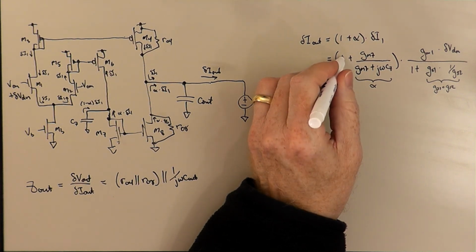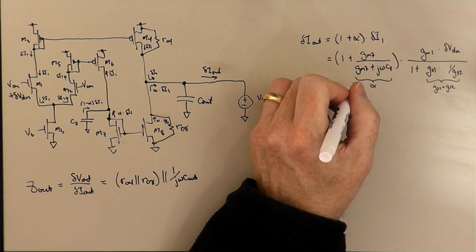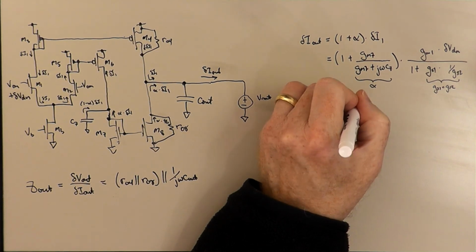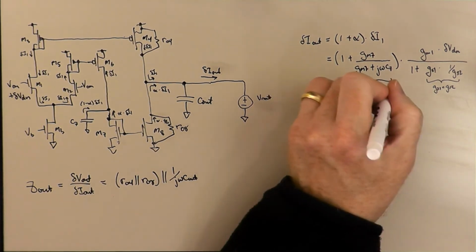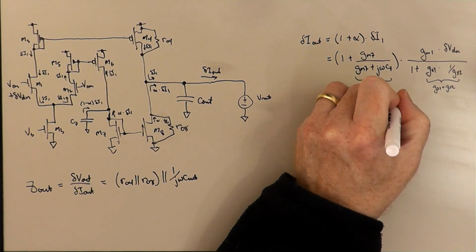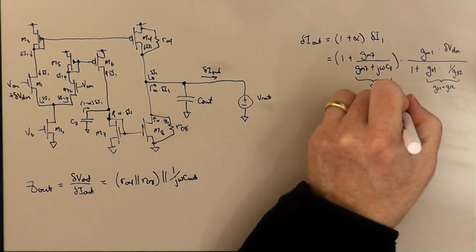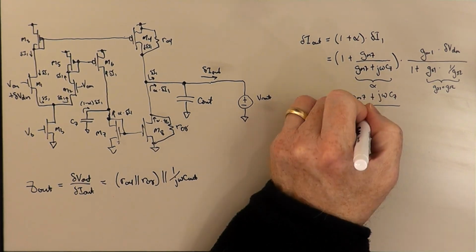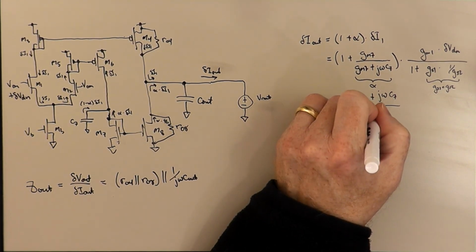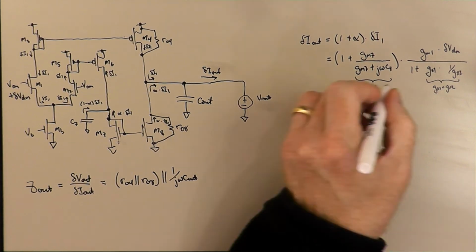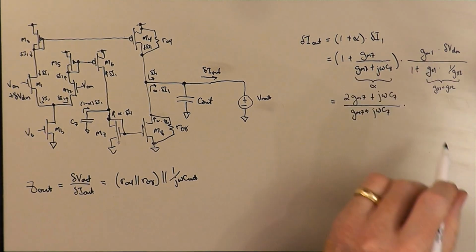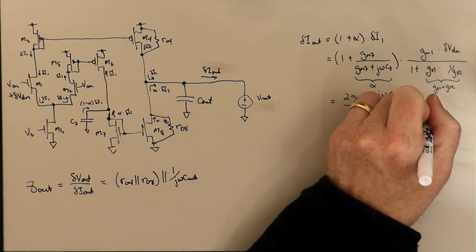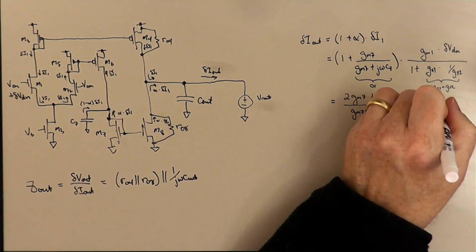GM7 plus J omega C7 plus GM7 upstairs. And so we're going to get 2 GM7 plus J omega C7 divided by GM7 plus J omega C7 times, well, here we have again GM1 over 2 times delta VDM.